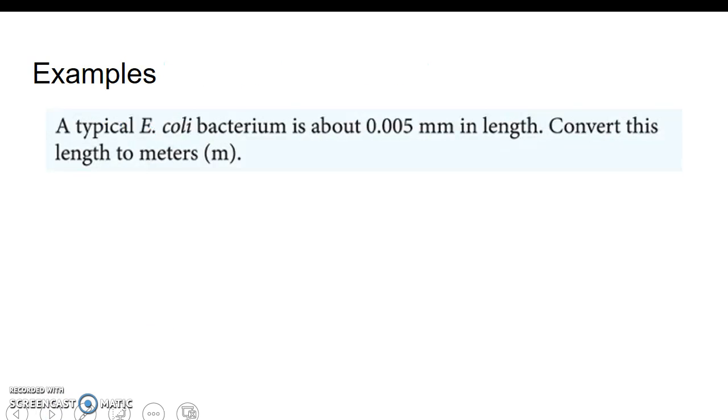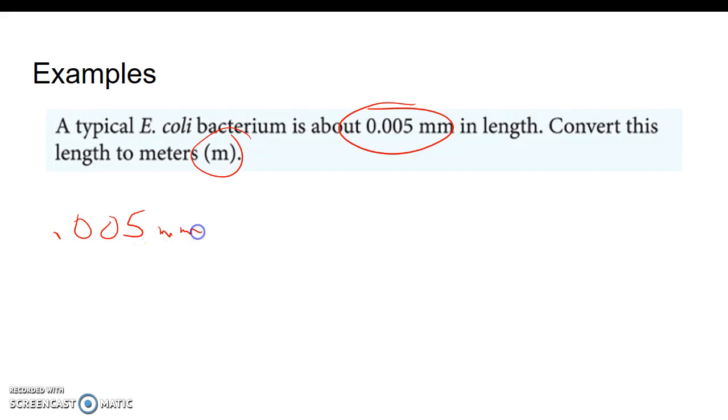So let's get an example here. E. coli has a length of 0.005 millimeters. We want to convert millimeters to meters. So we write down first off what we're given, the 0.005 millimeters, and we want to find a conversion factor to go from millimeters to meters.